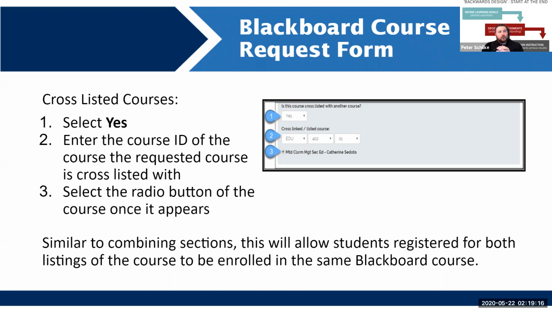And it'll include it in the course ID. So say, for example, this is EDU 402, 502. So it's for both our undergraduates and our graduates. It'll say EDU 402-EDU 502-01. So it'll list both titles in the ID. And again, it'll enroll students from both who registered for both sections into the same Blackboard course.